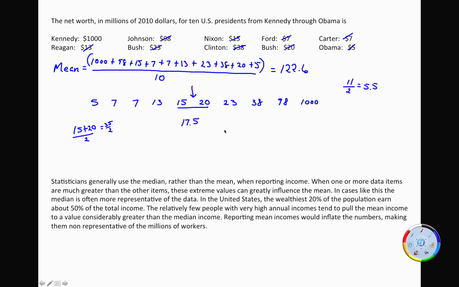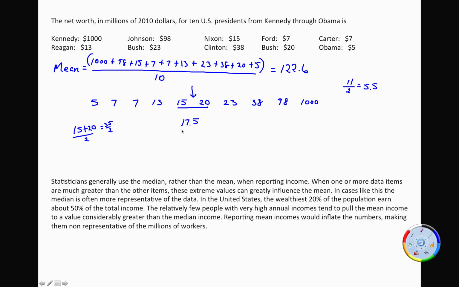Okay, look up here. Let me erase where I've got these marked out for us so that we can look at these values. 122 million. There was only one president that was over 100 million. So 9 out of 10 presidents didn't even get close to 122 million. That's not very representative. Okay, 17.5 million. I've got a 13 million, 15 million, a 20, a 23 million, a little more representative of the center of the data.